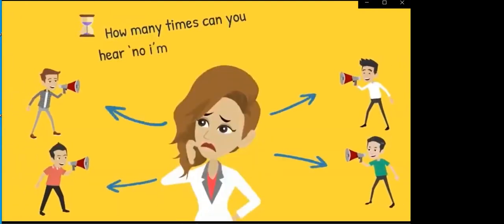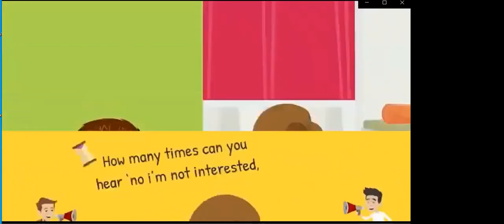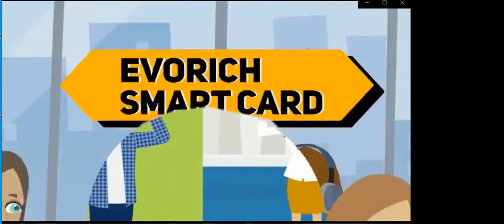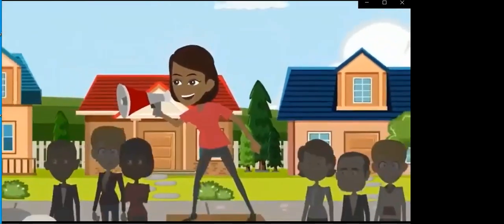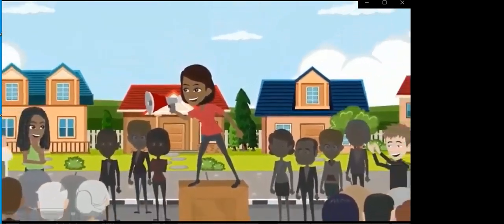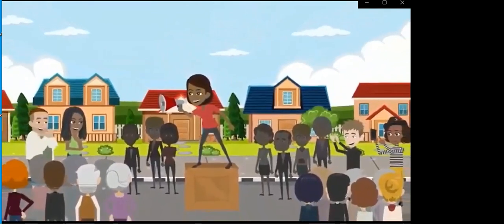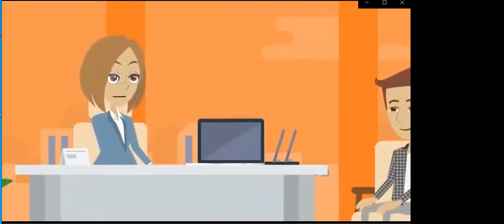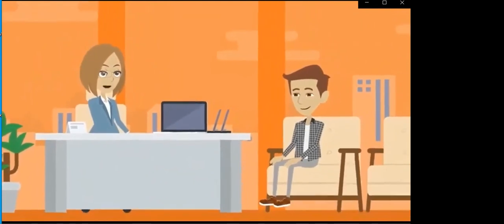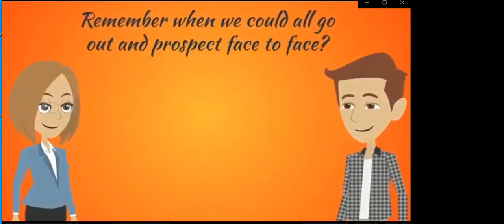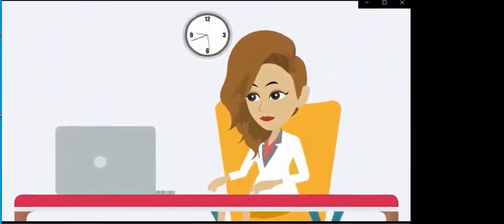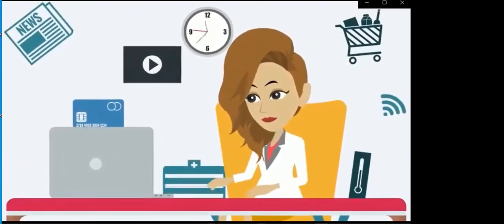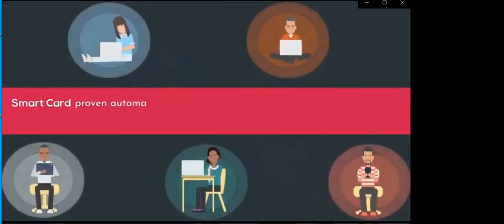How many times can you hear, "No, I'm not interested"? Evorich Smart Card does all the hard work for you and makes sure you only have conversations with people actually interested in your opportunity, speaking only to the right person with the right message at the right time. Remember when we could all go out and prospect face-to-face? Times have changed. Now it's vital that you harness the power of your social media. Evorich Smart Card's proven automatic prospecting tools are perfect wherever your audience hang out online.